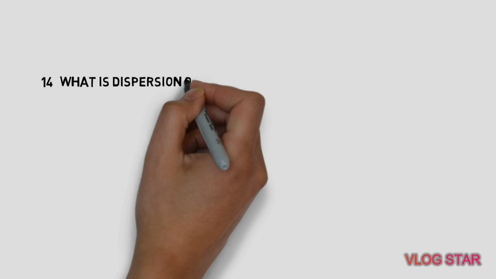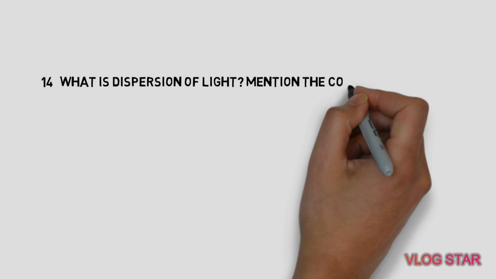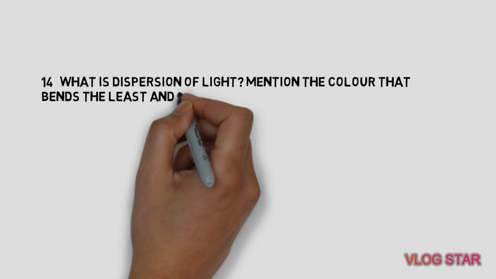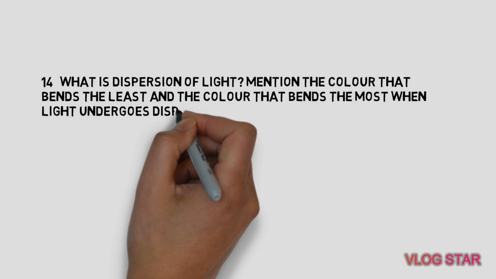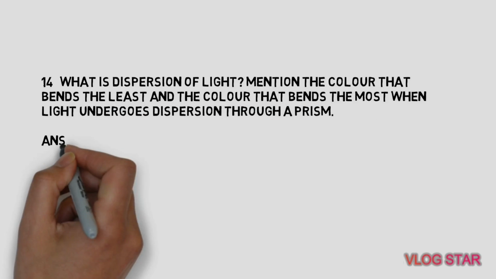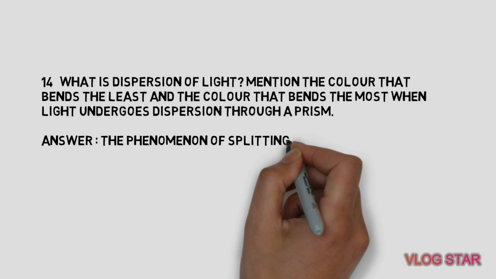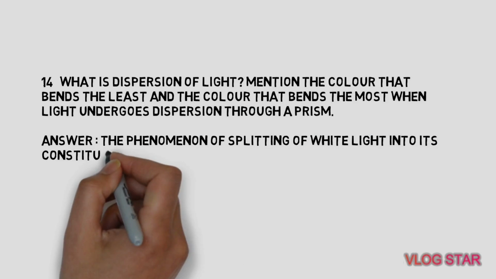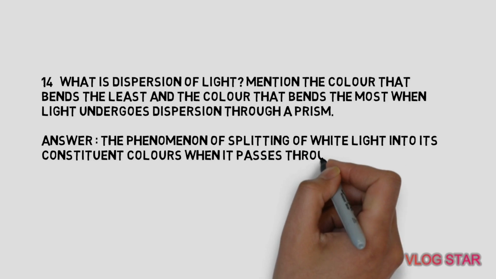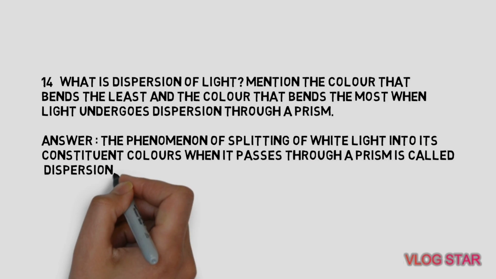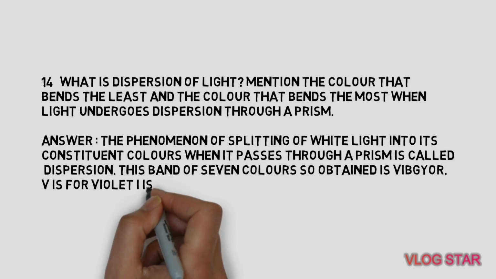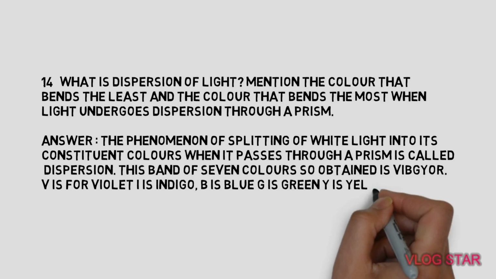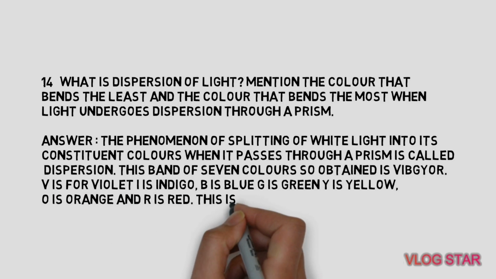14. What is dispersion of light? Mention the color that bends the least and the color that bends the most when light undergoes dispersion through a prism. Answer: the phenomenon of splitting of white light into its constituent colors when it passes through a prism is called dispersion. This band of 7 colors so obtained is VIBGYOR. V is for violet, I is indigo, B is blue, G is green, Y is yellow, O is orange and R is red. This is called spectrum.